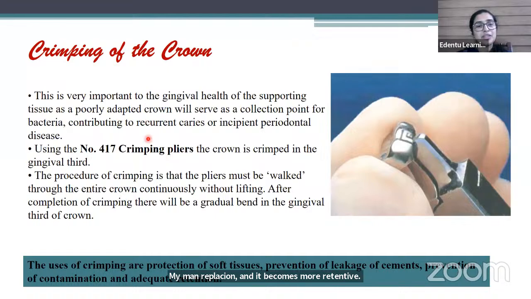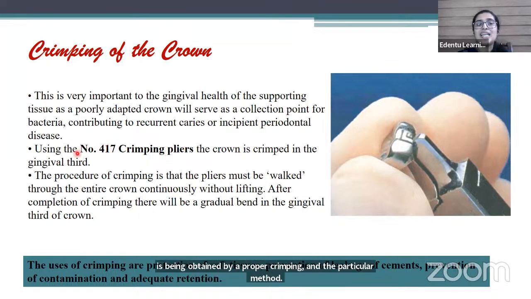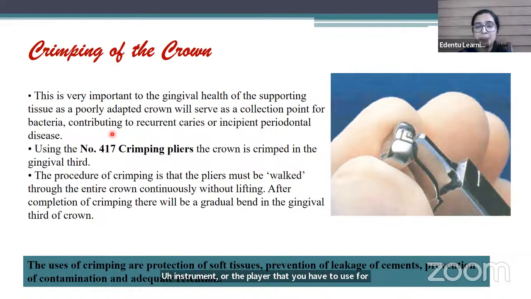Talking about the crimping of the crown, the uses of crimping are protection of the soft tissues, prevention of leakage of the cements, and also prevention of contamination, and adequate retention is obtained by proper crimping. The particular instrument or plier that you have to use for the same is the number 417 crimping plier.